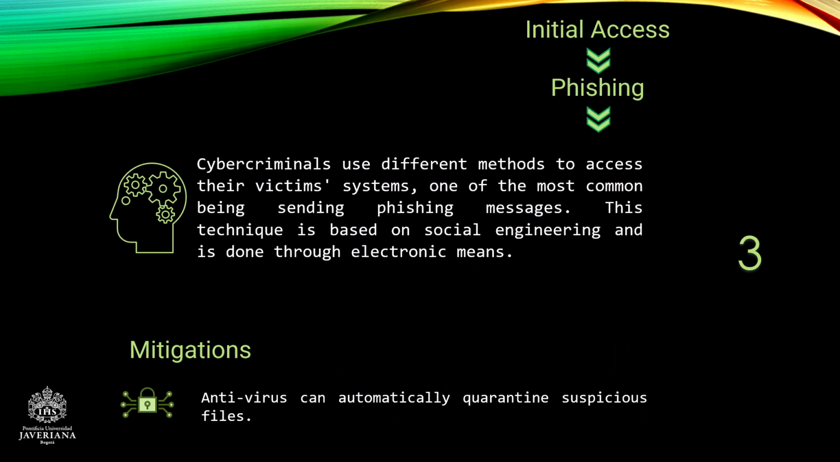Initial access, or phishing. Phishing is one of the most common methods used by cybercriminals to access victim systems. Phishing messages may contain malicious attachments or links that are used to execute malicious code on victim systems.